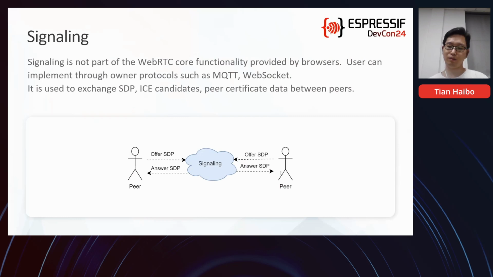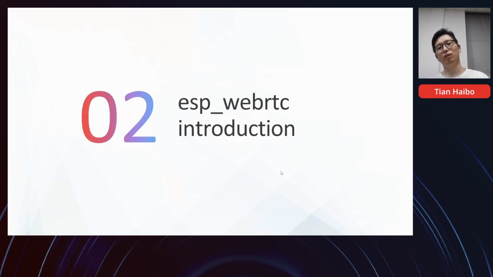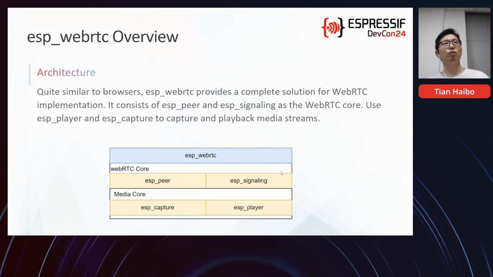build connections. This part will introduce ESP WebRTC. Quite similar to browsers, ESP WebRTC provides a complete solution for WebRTC implementation. It consists of the following parts: a WebRTC core and a media core. The WebRTC core consists of ESP peer and ESP signaling. The media core consists of ESP capture and ESP player.